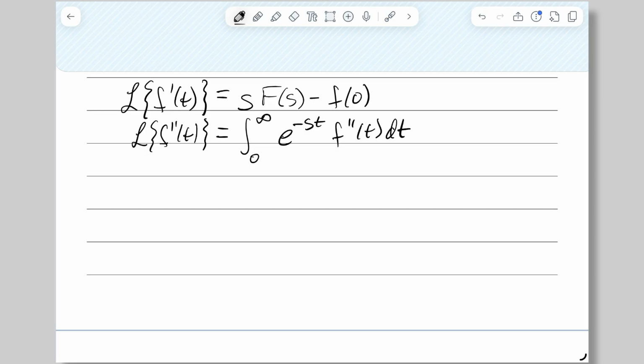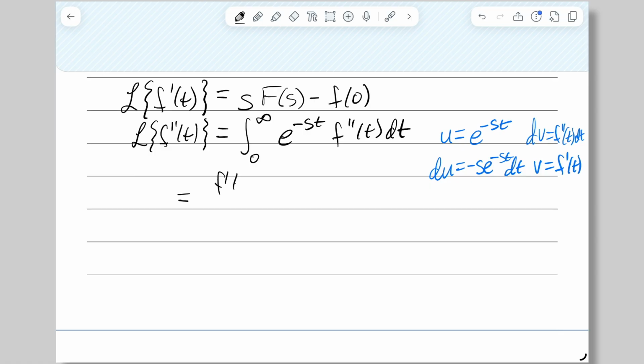As we did in the previous video, I'm going to use integration by parts, and u is e to the negative st, so that du is negative s e to the negative st dt. dv is f double prime of t dt, so that v is f prime of t. The integration by parts formula gives us that this is f prime of t divided by e to the st evaluated from 0 to infinity, plus s times the integral from 0 to infinity of e to the negative st times f prime of t dt.